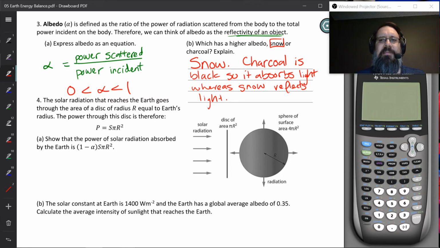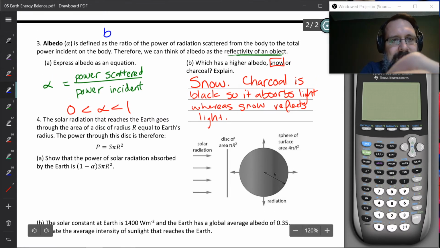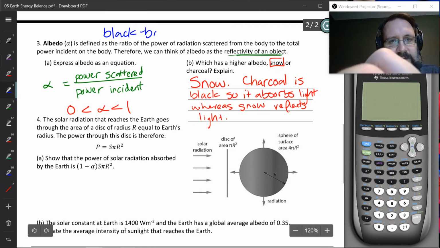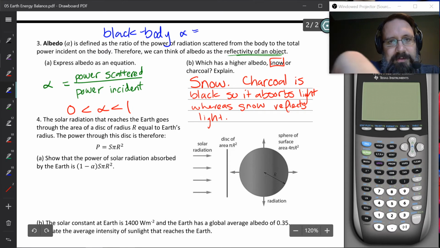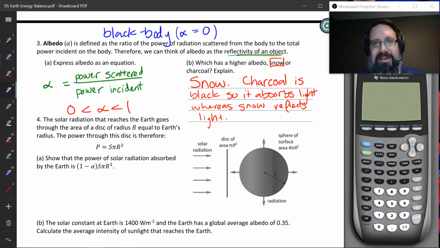What's the albedo of a black body? 1. I mean 0. So black body albedo equals 0. Yep. The black body doesn't reflect any light. That's what makes a black body, that none of the light gets scattered off of it. All of it gets absorbed.